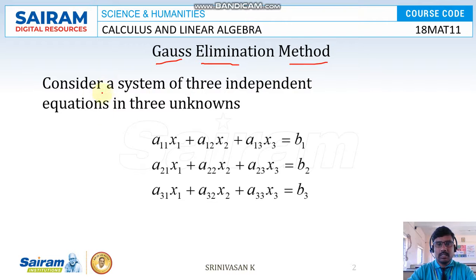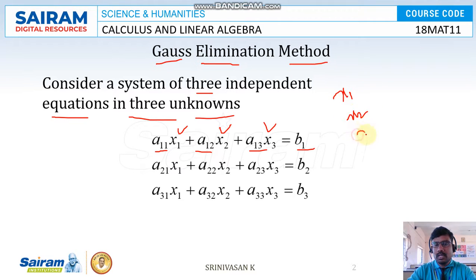So consider a system of three independent equations and three unknowns. The unknowns are x1, x2, x3, and a11, a12, a13, with b1 a constant. By using the Gauss elimination method, how to find the values of x1, x2 and x3, we will discuss in this video.